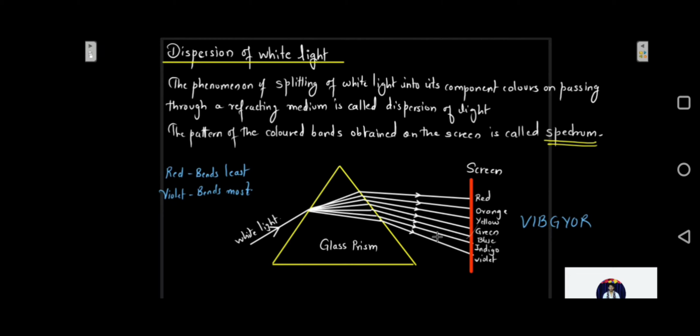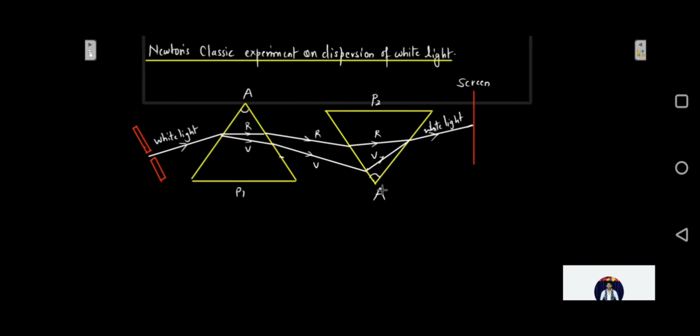Now let us see Newton's classic experiment on dispersion of white light. It can be easily seen from this experiment that the prism only separates the colors that are already present in the white light, and the prism itself does not create any color. That is the intention of this experiment, to show that the prism is not responsible for creating any color, it only disperses the color. The colors are coming from the white light. The white light is getting split into the spectrum.